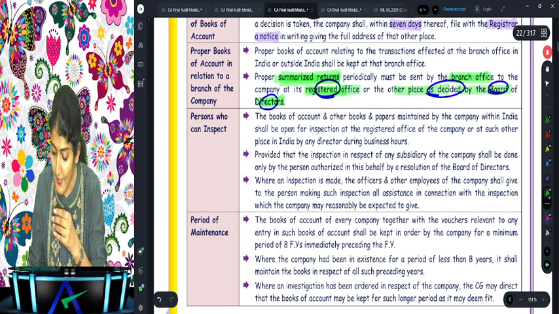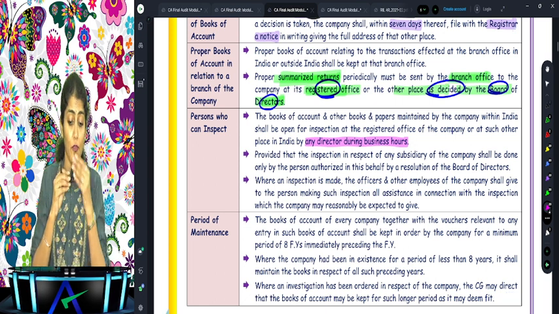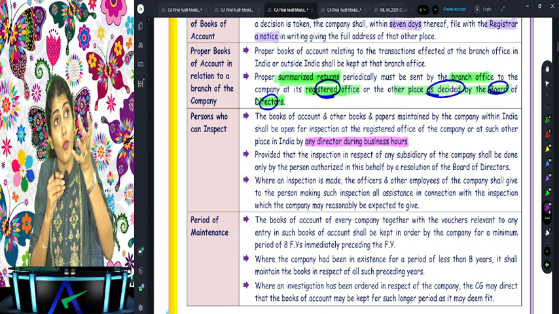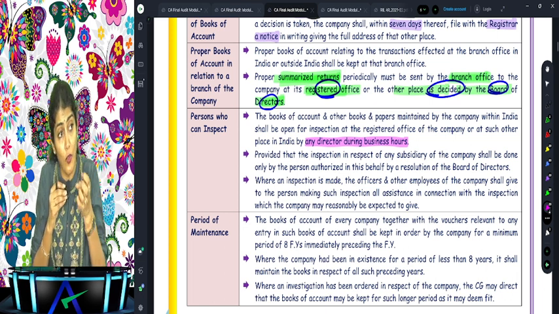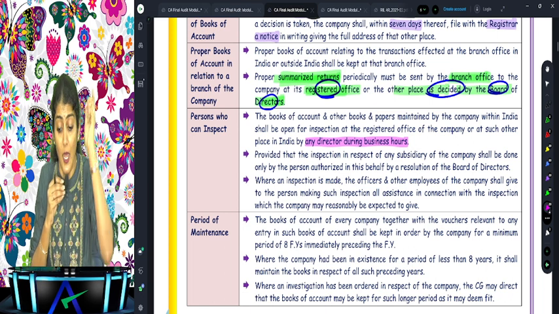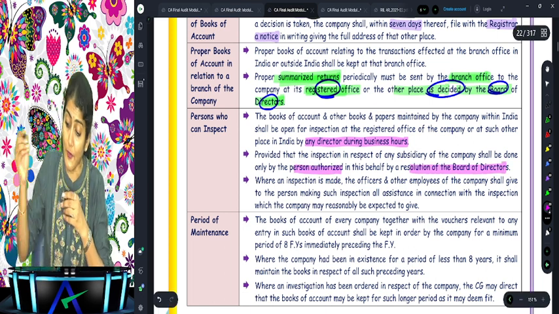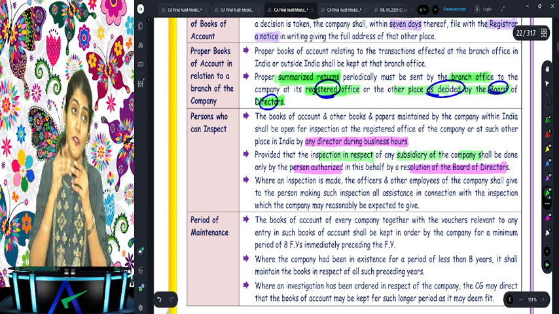Then who can inspect the books of account of the company? It says any director of the company, during business hours, can inspect the books of account of the company. Now, you want to inspect the books of account of a subsidiary company. For inspecting the books of account of a subsidiary company, a person has to be authorized by a board resolution. Only then can that authorized person inspect the books of the company at the subsidiary.